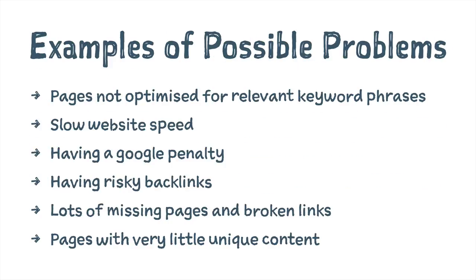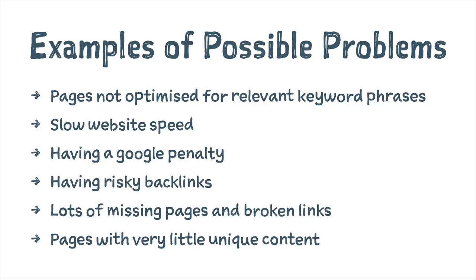But examples, what am I talking about? So examples of the possible problems include things like the pages not being optimized for relevant keyword phrases. This is poor on-site optimization. One of the other issues that Google considers not great is website speed. Slow website speed and response not only impacts your search engine rankings, but causes visitors to bounce off websites.